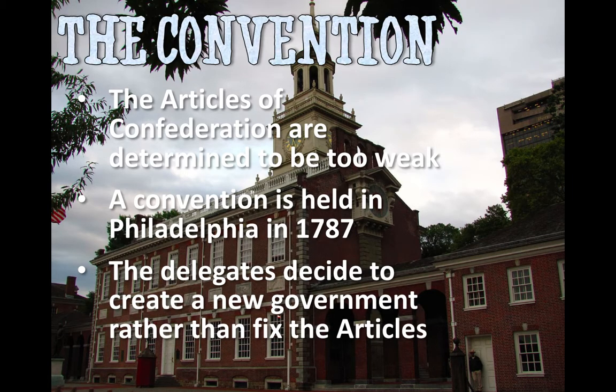Last thing, the delegates decide to create a new government rather than fix the Articles. They were going there to fix the Articles of Confederation. They end up basically taking that entire document and saying, we're going to redo this whole thing. So you could say that this group of people overthrew the current government and started a new one.